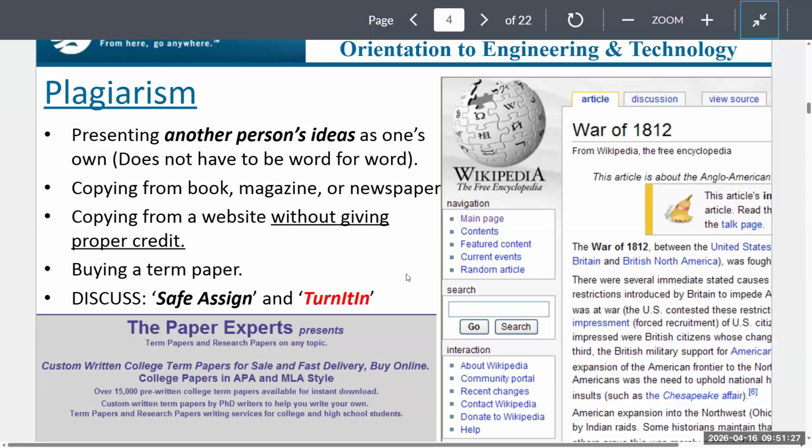Okay. By the way, there are some tools that professors have at their leisure in Canvas that they can use to check for plagiarism. So you have to be very careful, right? Because they have tools that they can check with, and you might not like the result if you cheat. Okay.